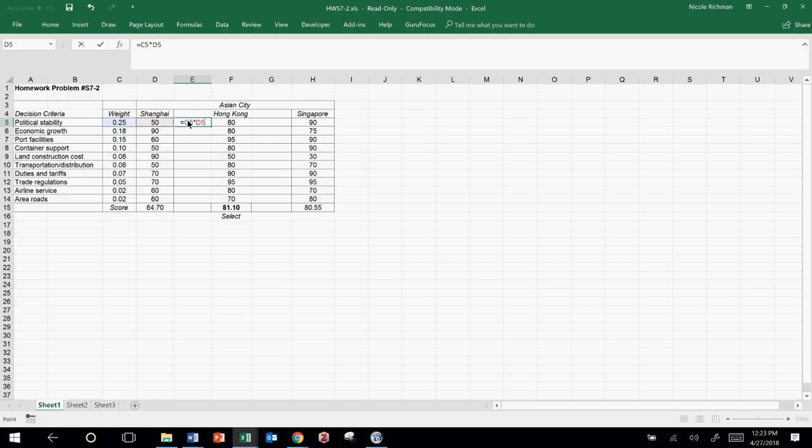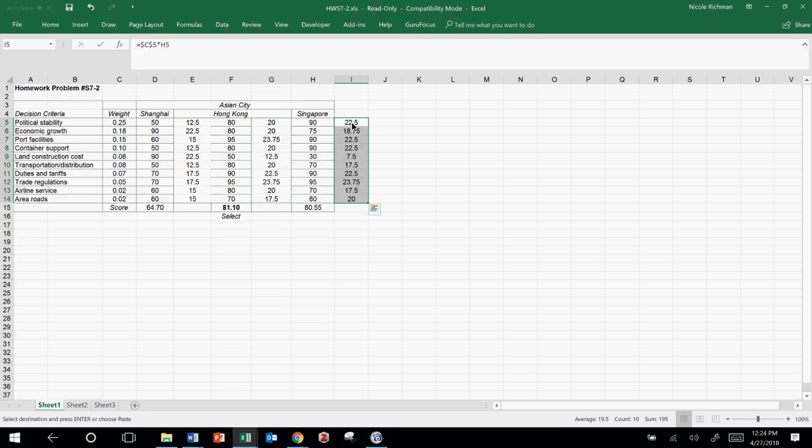times each factor. And if you use F4 on your keyboard, you can lock down a cell. So even though I want to change, when I copy this over to here, even though I want to change the D5 reference to Shanghai so that I'm referencing Hong Kong over here, I don't want to change my weight. So then we can copy that down, and we can also move this column over. And see, now we're still referencing the weight, but we're now referencing the score for Hong Kong. And we can do this again for Singapore. And now we can use the sum function to total all of our scores.